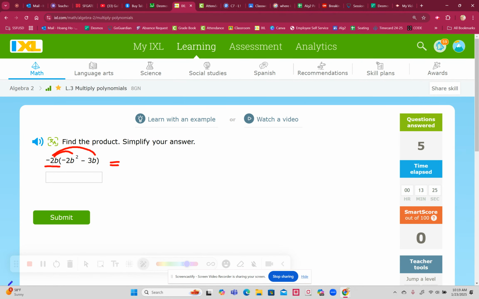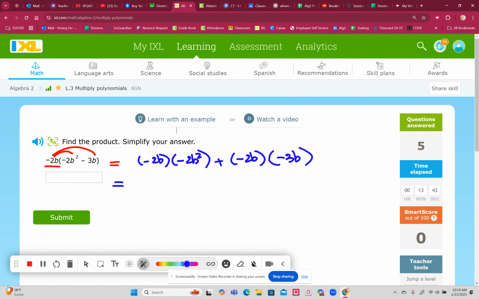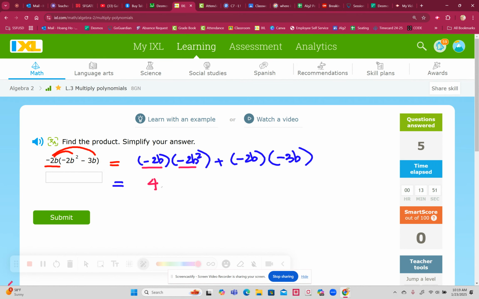I multiply number with number. Let's write it down. Okay, negative 2b multiplied with negative 2b squared. And then negative 2b again multiplied with negative 3b. So now I multiply them out. Number with number, pay attention with the negative sign. Negative 2 times negative 2 becomes 4.